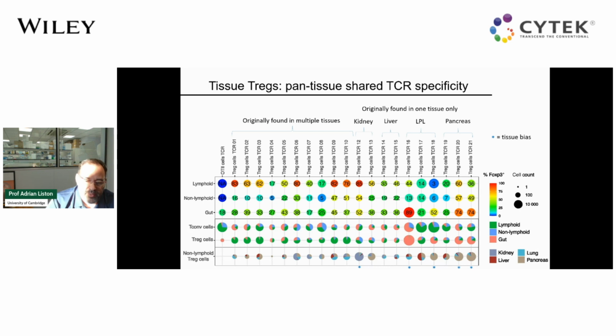There are a number of these clones, and you can see them with the asterisks at the bottom. For example, Treg clone 12, which was originally extracted only from the kidney, we find that that particular TCR drives a very kidney-skewed population of residency. So that would be an example of a TCR that drives a kidney-biased outcome, whereas something like TCR7 gives a very balanced regulatory T cell outcome with high representation across multiple different tissues.